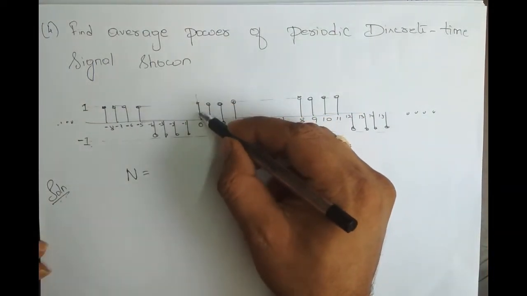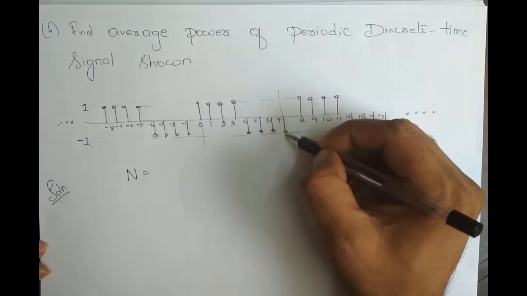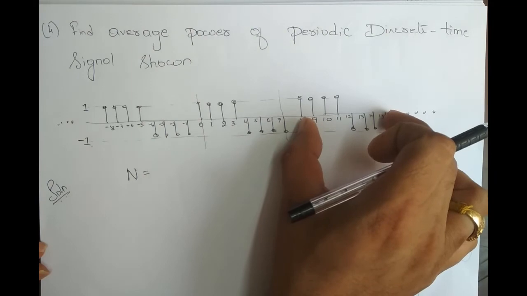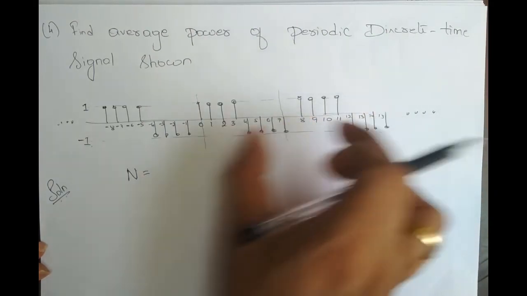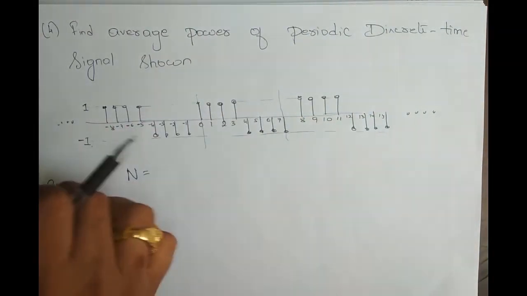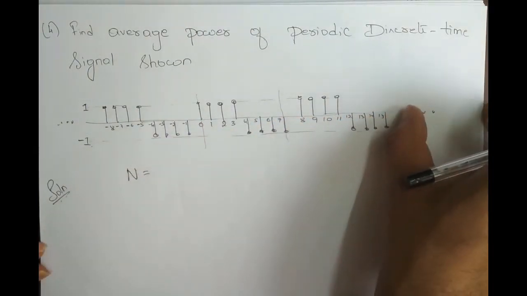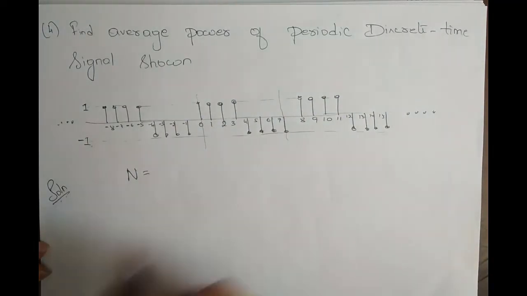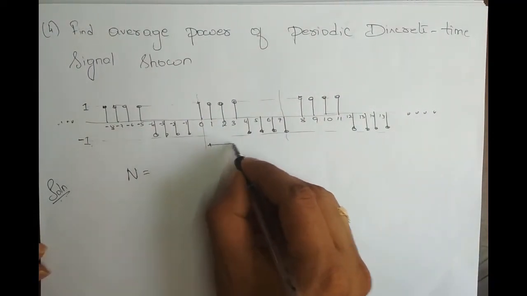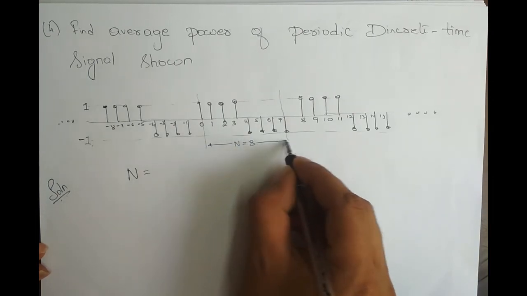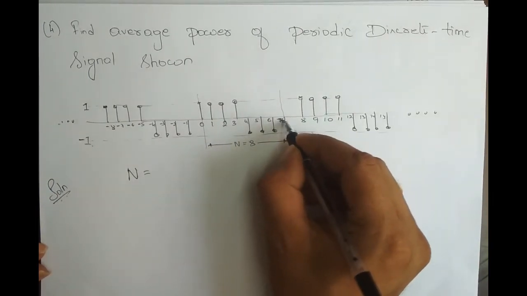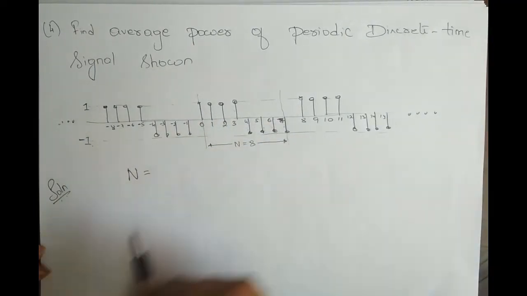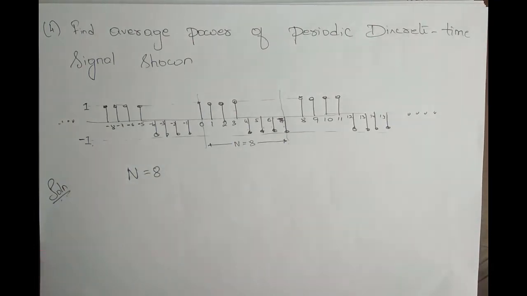If I take the part of the signal from 0 to 7 and move it 8 times right, the same pattern repeats. If I move it 8 times left, the same pattern repeats. If I move it 16 times right, the same pattern repeats. If I move it 32 times right, the same pattern repeats. So what is the smallest value for which the signal repeats? Here N is equal to 8. You might say, sir, there is 7. It is 7, but including 0, so 1, 2, 3, 4, 5, 6, 7, 8. It is 8 samples, so the fundamental period is 8 here.